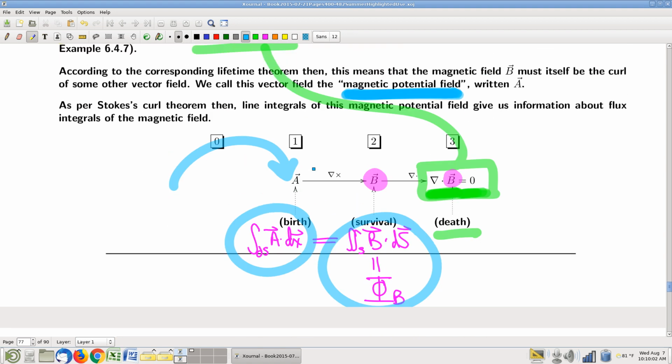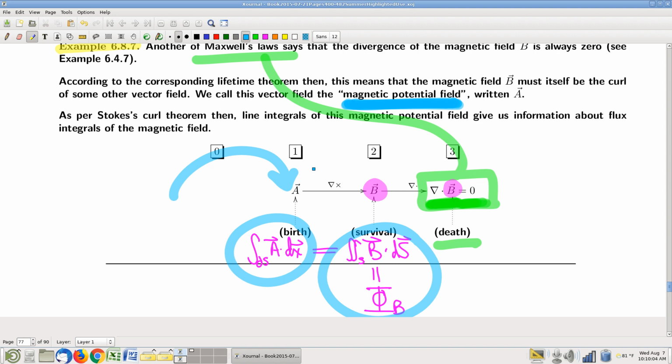Magnetic potential fields tell us about magnetic flux. And again, of course, appropriately, right? So if you want to understand magnetic flux, you have to take line integrals of your magnetic potential field to understand those surface magnetic fluxes. Okay.